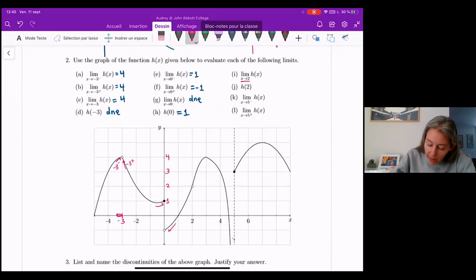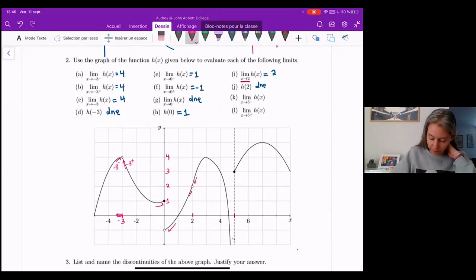Notice this limit doesn't say left or right. So when I'm at 2, I need to look at both the left side and the right side. If you're not told a side, that means you have to consider both together. Both are getting closer and closer to the same place. That same place is 2. So this limit is equal to 2. But at 2, there is no reality. Nothing actually happens. So we would write does not exist.